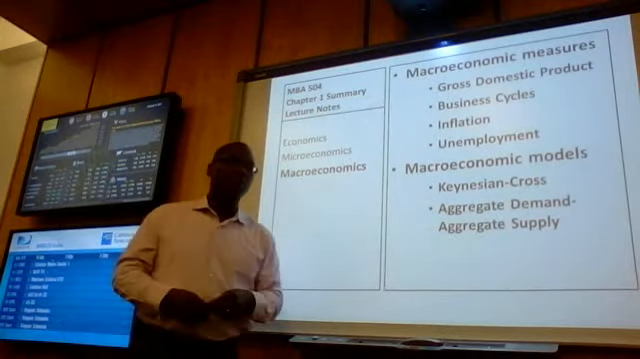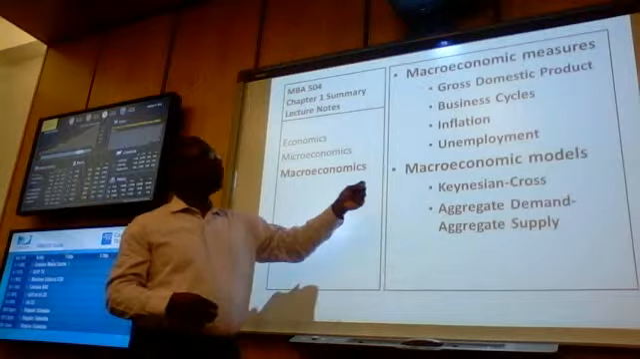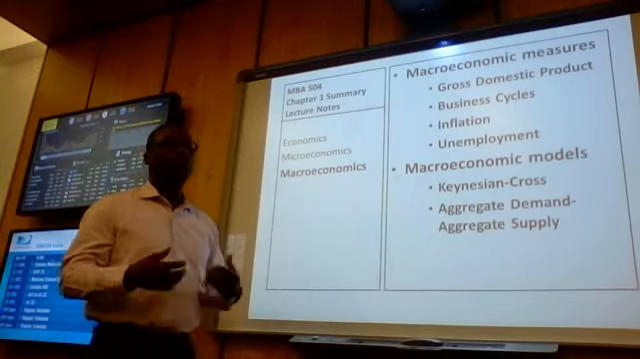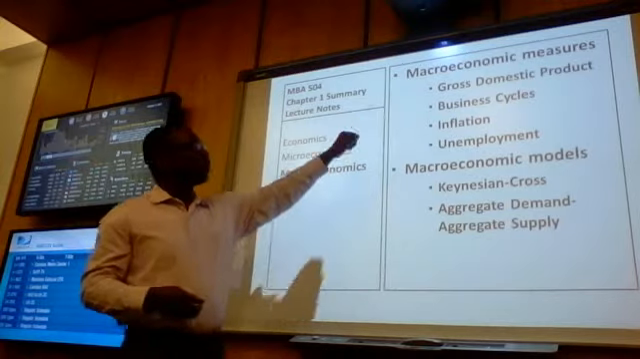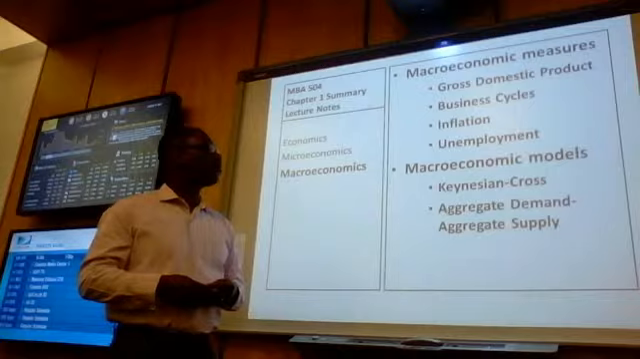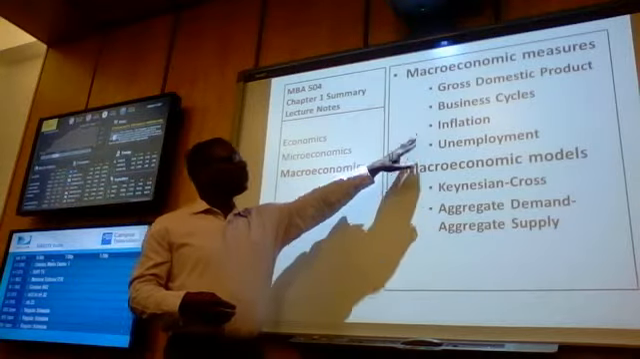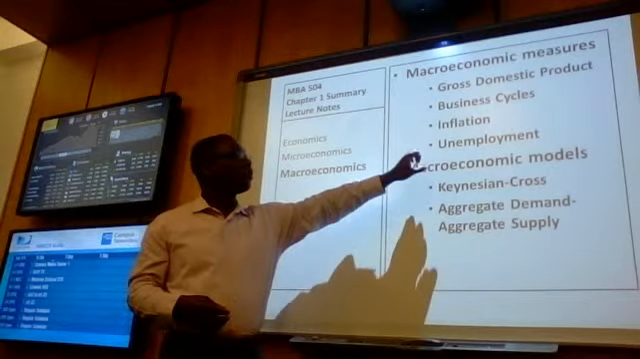The last 1/3 of the course is going to focus on macroeconomics. We're going to introduce 4 interrelated macroeconomic measures, beginning with gross domestic product, looking at business cycles. We're going to graphically illustrate different phases of the business cycle. We're going to talk about inflation and, finishing the macroeconomic measures, look at unemployment.